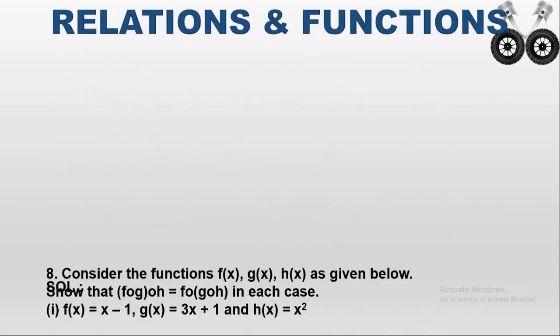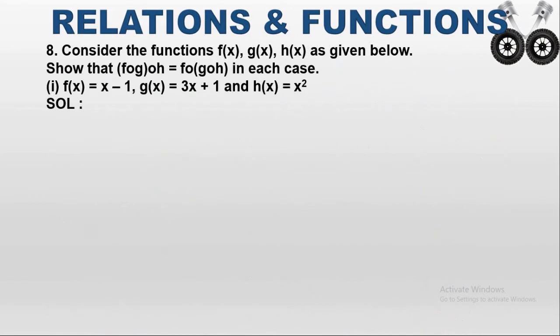Next one is question number 8. Consider the functions f of x, g of x, h of x as given below. Show that (f composition g) composition h equals f composition (g composition h) in each case. Subdivision 1: f of x equal to x minus 1, g of x equal to 3x plus 1 and h of x equal to x square.